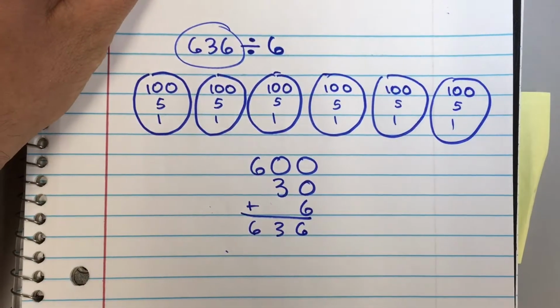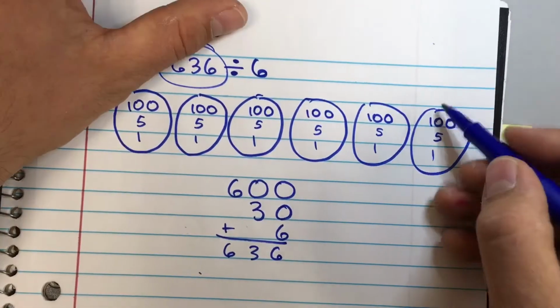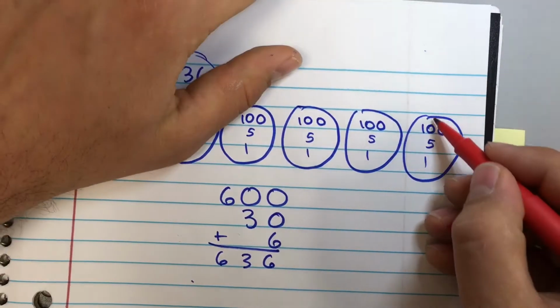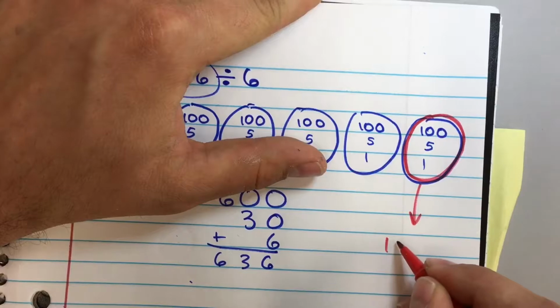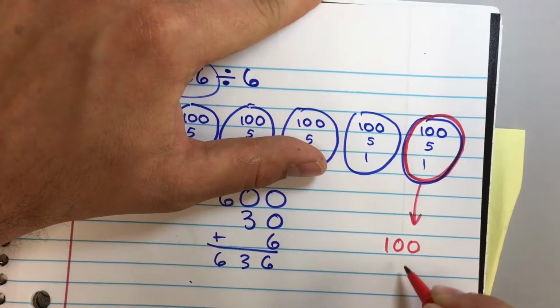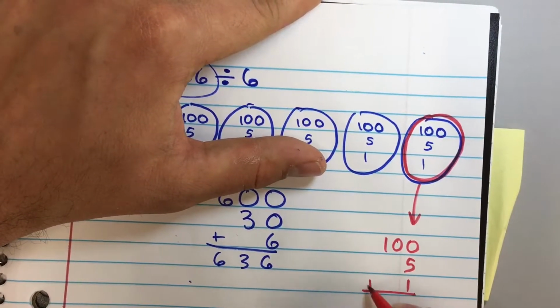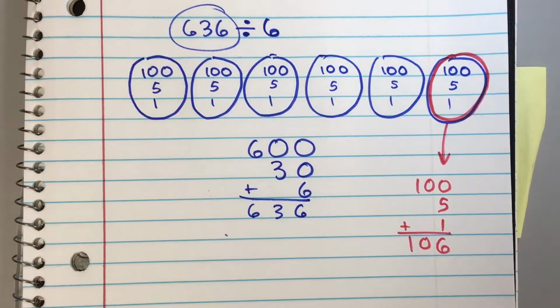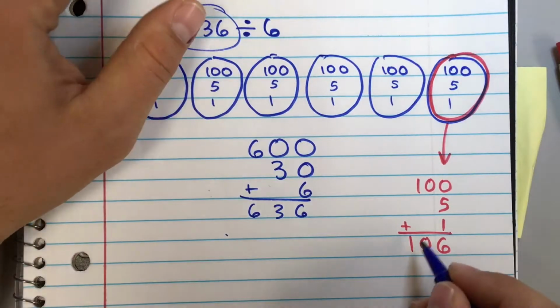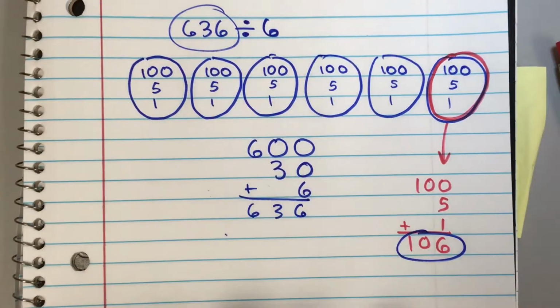Okay, there's none left over, so all we have to do is tally up one of these groups, and that, ladies and gentlemen, is our quotient. 100 plus 5 plus 1 is 106. And as we just experienced, that is our quotient from before when we did the long division method.